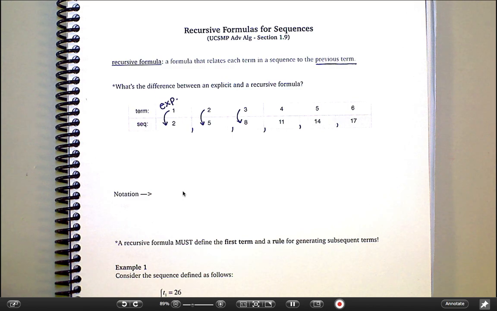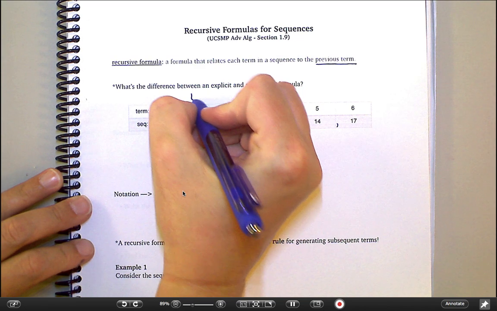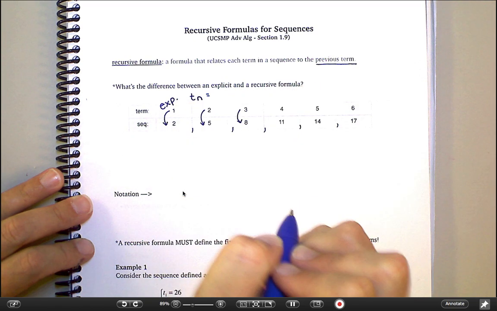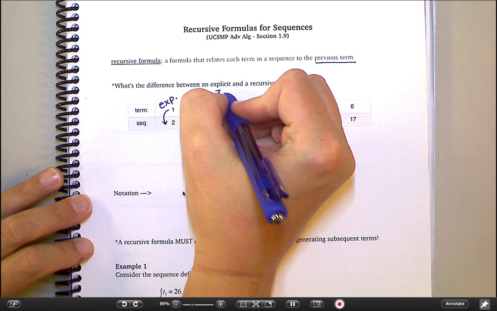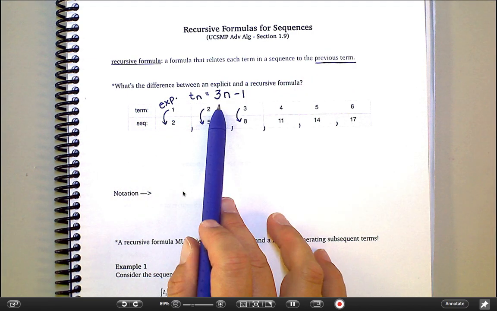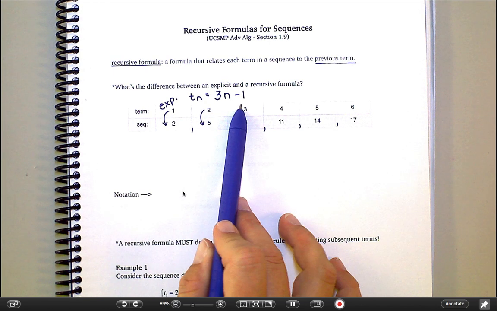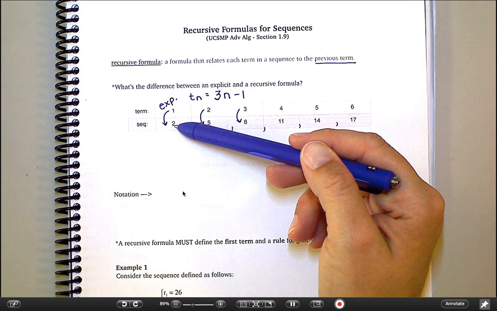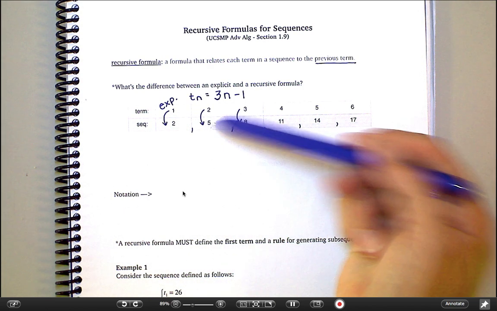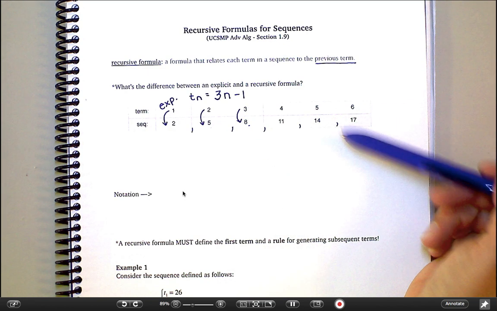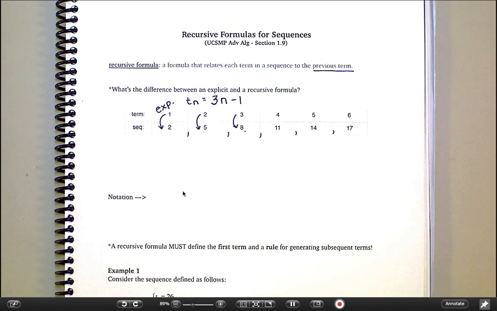And in our case, and again, you don't have to necessarily know where this came from, but I believe this sequence is going to be t sub n equals 3n minus 1. And again, you don't have to know where that came from, okay? We haven't talked about how to get that yet. But if you do 3 times 1 and then subtract 1, you get 2. 3 times 2 and subtract 1, get 5. 3 times 3 and subtract 1, you get 8. 3 times 6 and subtract 1, you get 17. Okay, so that's my explicit formula.